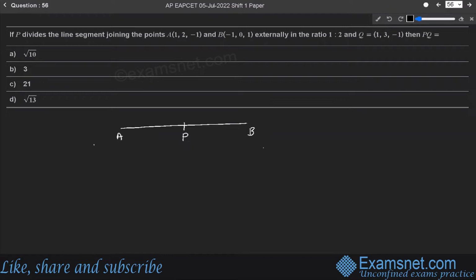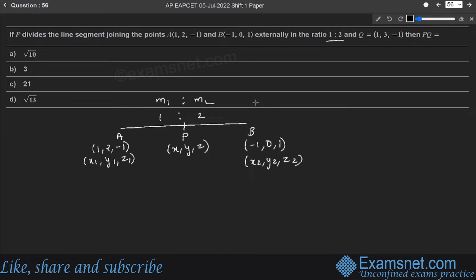The points of A are 1, 2 and -1 and the points for B are -1, 0 and 1. P divides it in the ratio 1:2. So let the ratio be 1:2 here. We know that this is M1 is to M2. Let these points be X1, Y1 and Z1. And let these points be X2, Y2 and Z2. And let P be X, Y and Z.